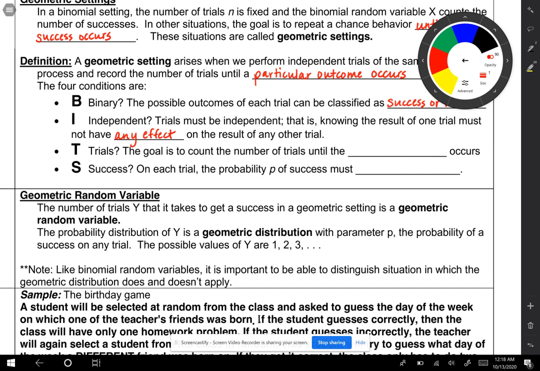Here's the difference. Instead of having the number of trials fixed as we did in a binomial setting, the goal is to count the number of trials until the first success occurs. It might be better to just call this BIFS, for first, and you could totally do that if you want to. And finally, the success is still the same. On each trial, the probability p of success must be the same.